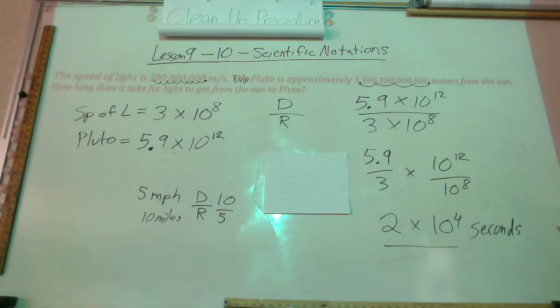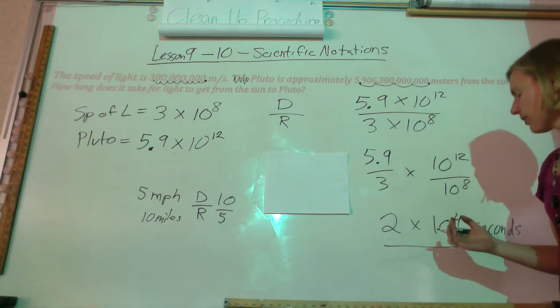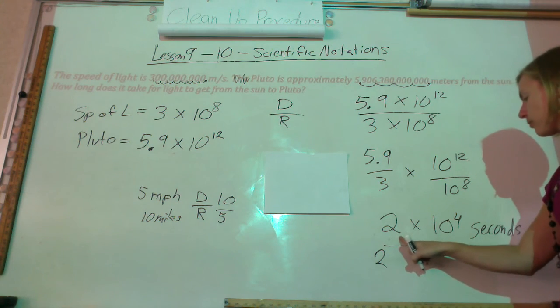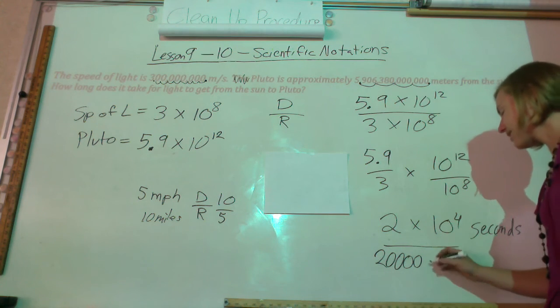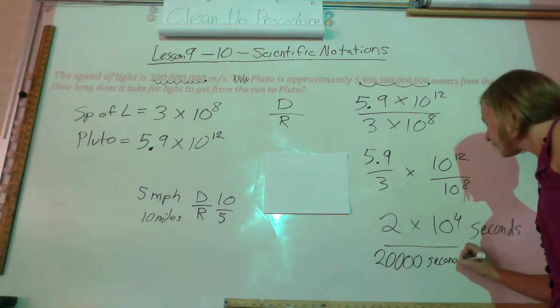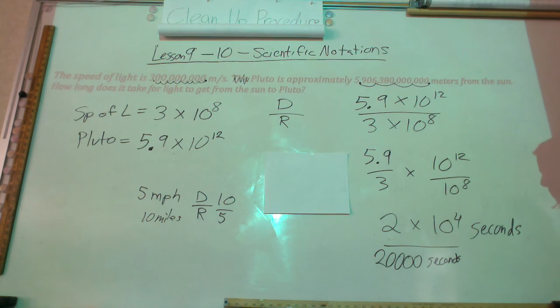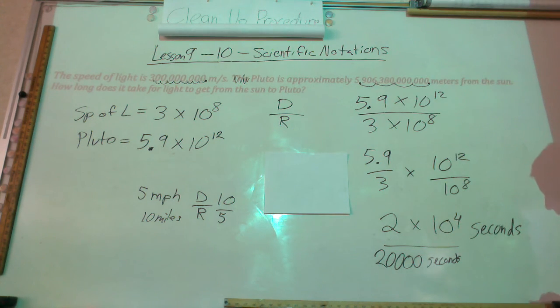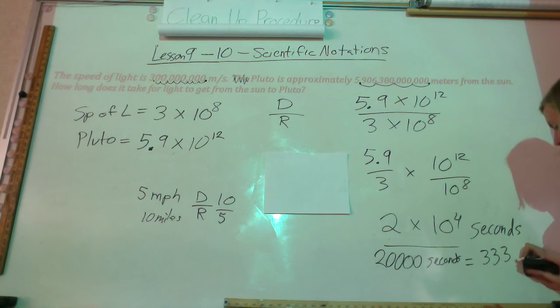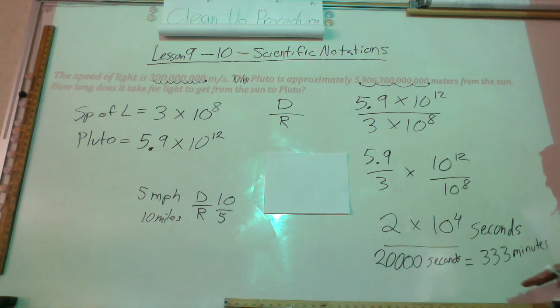So how long actually is that? Well, let's expand it out. So we need to move the decimal bigger by 4. 1, 2, 3, 4. So it's 20,000 seconds. And you don't need to be writing this down. I just thought some of you might appreciate what the actual number is. Now, I know most of us don't think in terms of seconds, so let's change this to minutes. To change it to minutes, we need to divide by 60, 33.3 minutes.